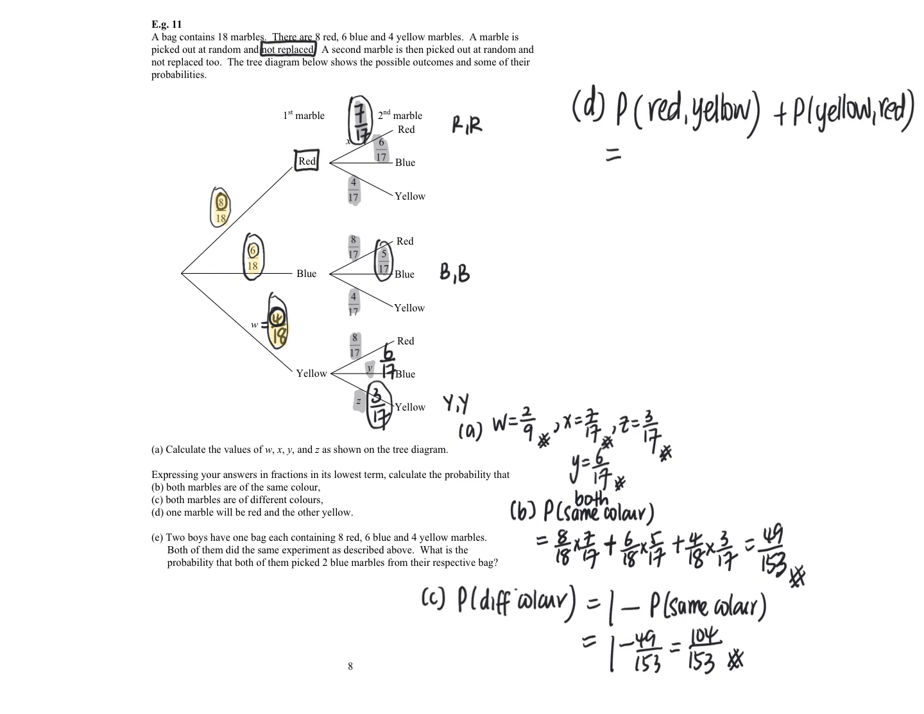So red yellow is this one. So you use 8 out of 18 times 4 out of 17. And then my yellow red is this one. So it's 4 out of 18 times 8 out of 17.